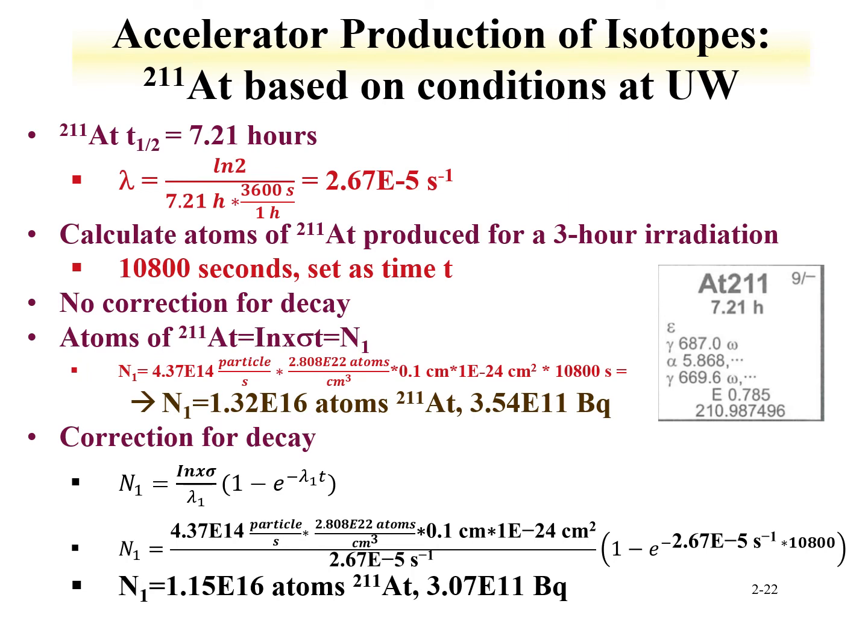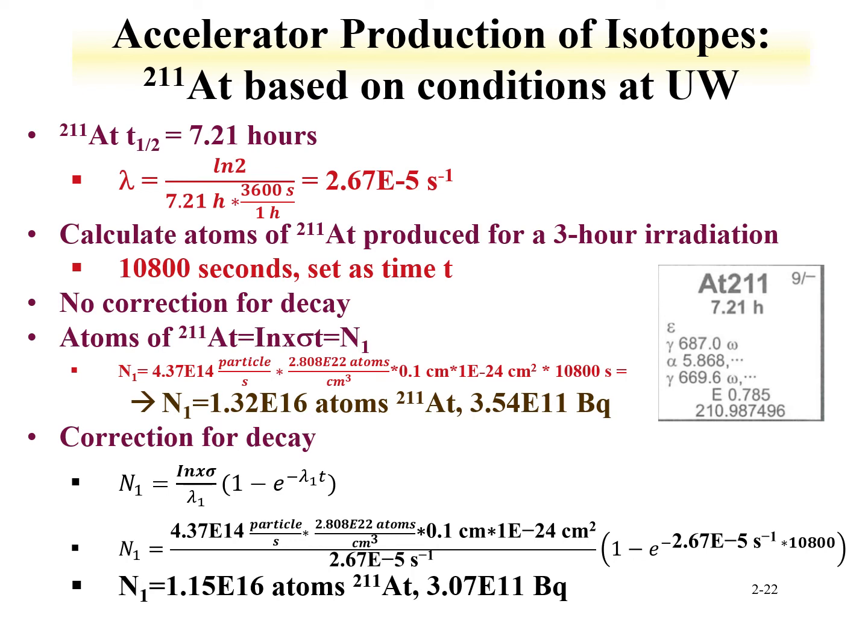N1 is equal to particles per second times the atom density times the target thickness times the cross-section times the time. And those values are shown here with the particles per second, atom density, target thickness, cross-section from the previous slide, and the irradiation time provided above. One gets the production of 1.3 times 10 to the 16th atoms of astatine-211, and that's equal to 3.5 times 10 to the 11th becquerel, and that's simply found from activity equals lambda N.